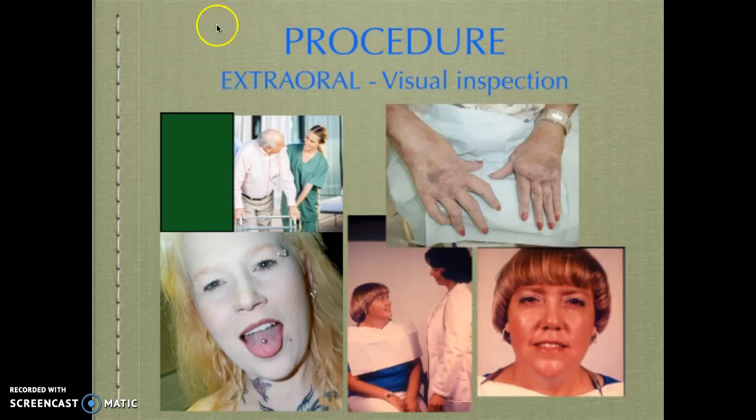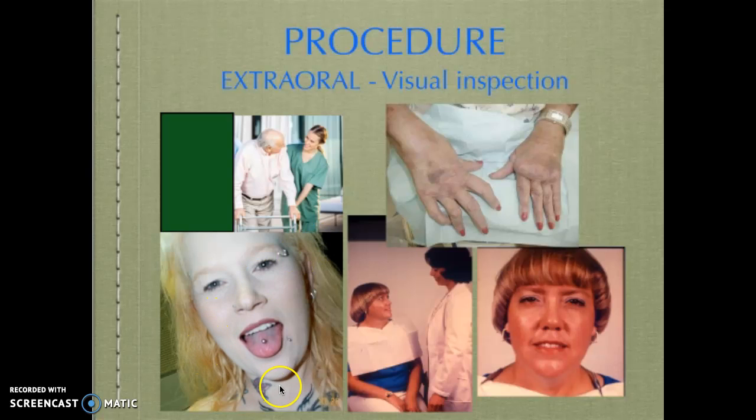So let's look at the procedure. Extraoral, we're going to have a visual inspection, and it actually starts when you bring the patient back to the treatment room. We want to observe the patient's gait. Are they able to walk on their own? Are they using a walker or a cane? Do they have any paralysis, which may actually prevent them from taking care of their mouth? Do they have any arthritis or inflammation? Could, again, affect the oral cavity.